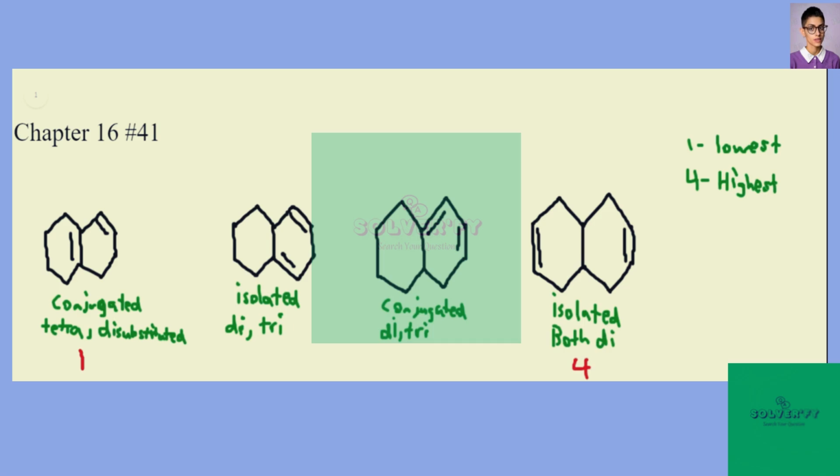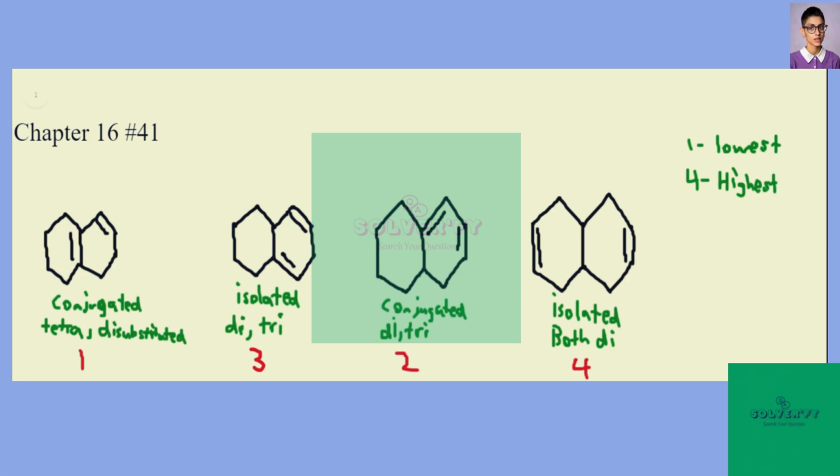Looking at the two middle molecules, they're both di-substituted and tri-substituted, but one is isolated and one is conjugated. So the one that's conjugated will be more stable, and the one that's isolated will be less stable. So the order here is going to be 1, 3, 2, 4.